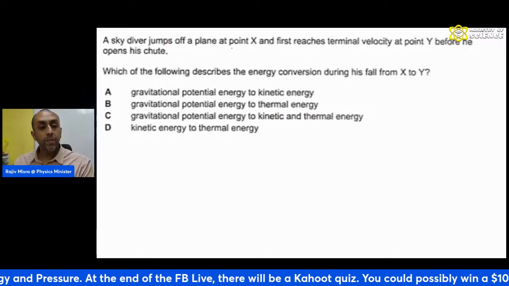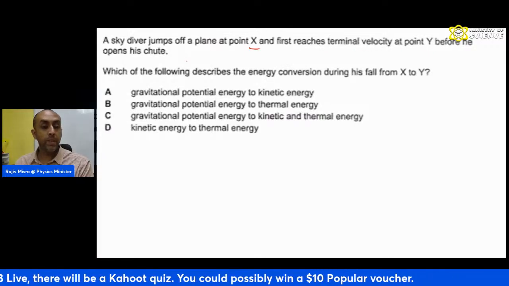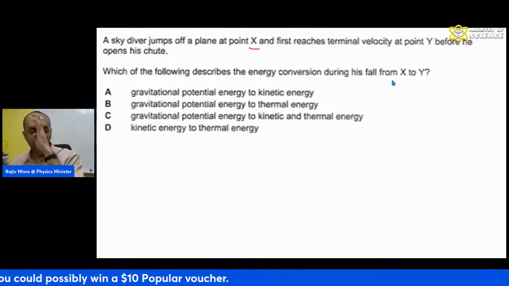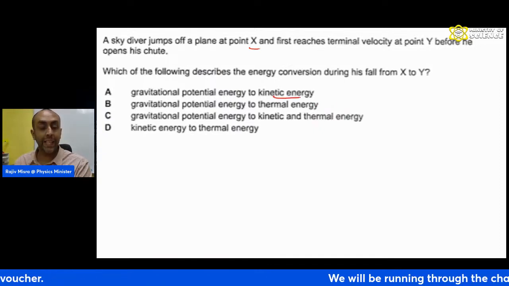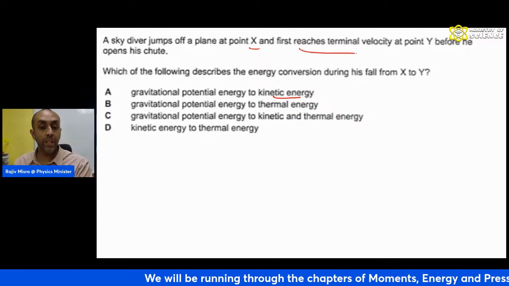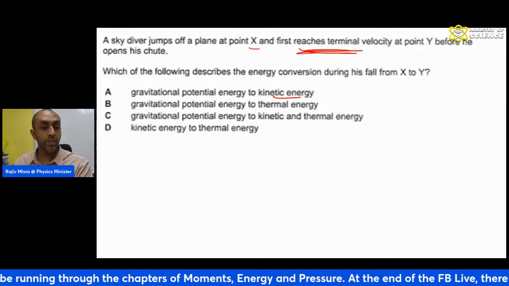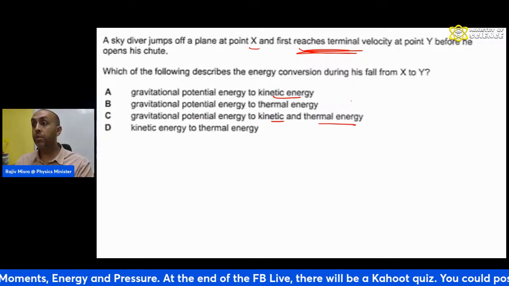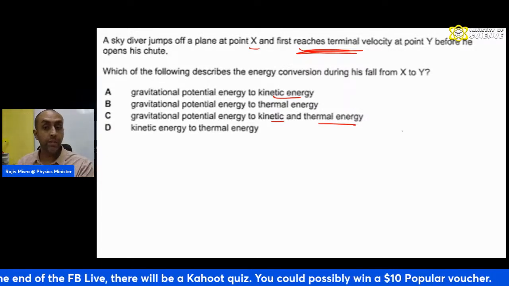A skydiver jumps off a plane at point X and first reaches terminal velocity at point Y before he opens his chute, which is followed by the description. So you must remember that as he's falling, there is gravitational potential energy, which is being converted to kinetic. But as he's slowly reaching terminal velocity, there will definitely be friction. So I would say that gravitational potential energy goes to kinetic and thermal, there will definitely be that. Because not all the potential energy is being converted to kinetic. There will be friction.